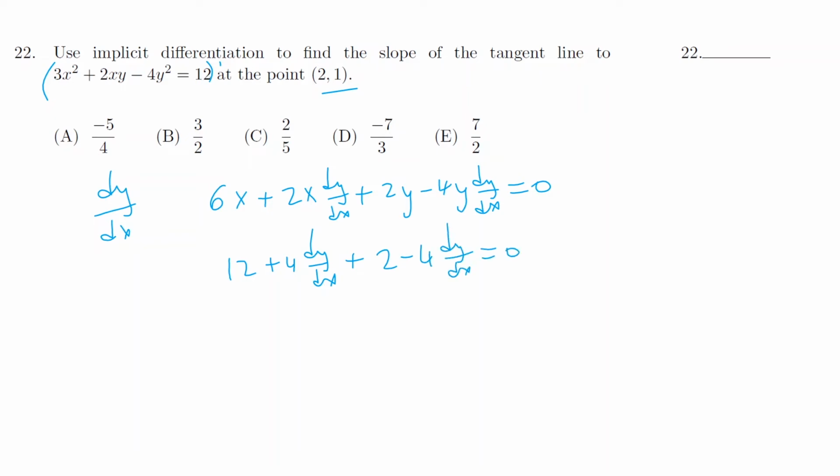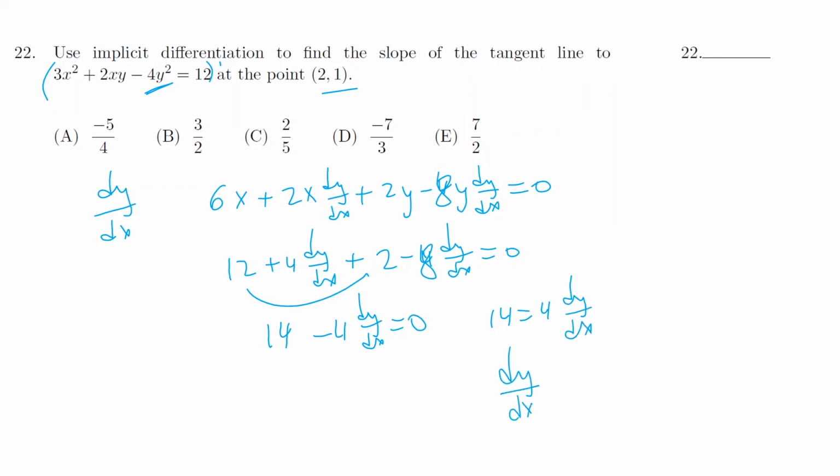I just plugged in 2 and 1. I'm grouping these guys in. So 14. And obviously I messed up somewhere. 2 times 2 is... so when I did 4y squared, it was supposed to be 8y, and then I'm plugging 1 for y, so it's 8. So 14 minus 4 dy/dx equals 0. So 14 equals 4 dy/dx, and therefore dy/dx equals 14 over 4, which is just 7/2. E.